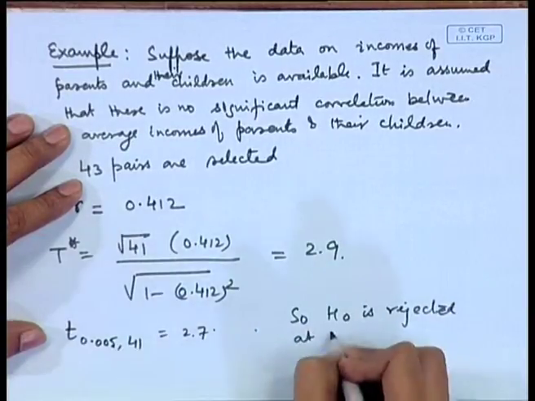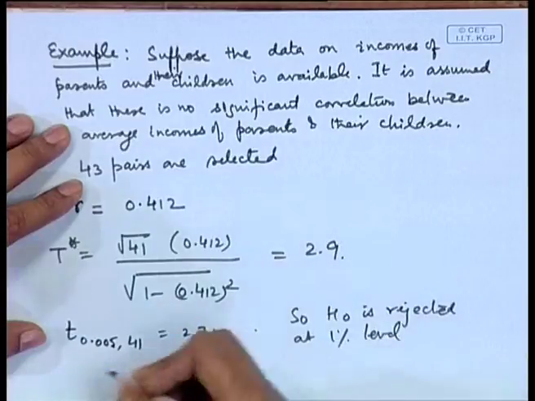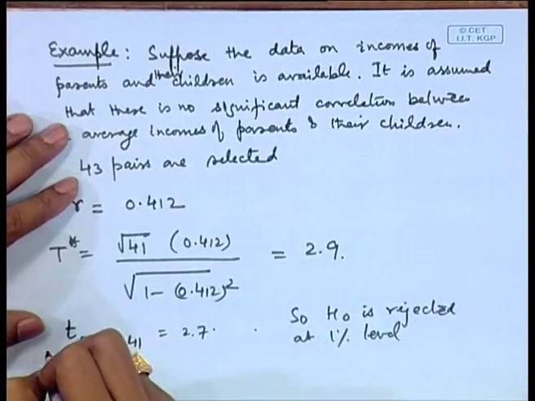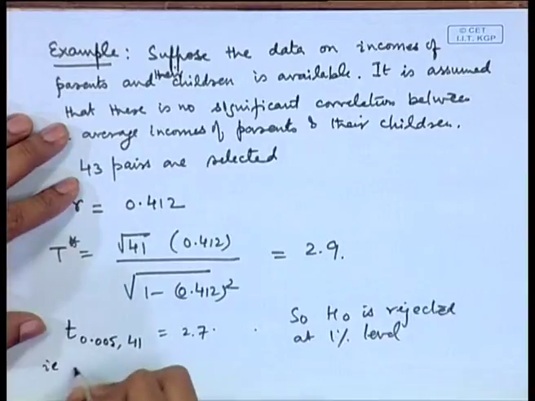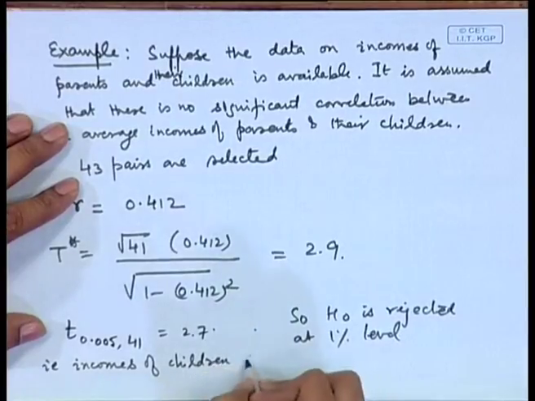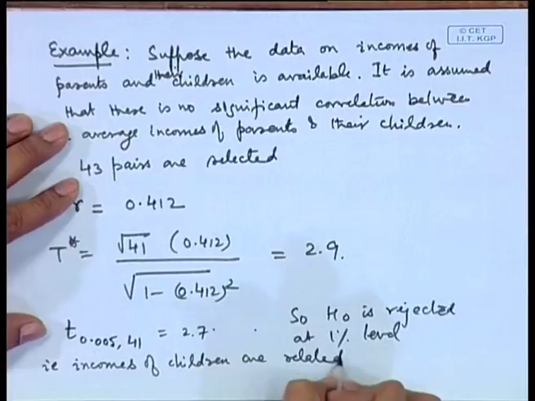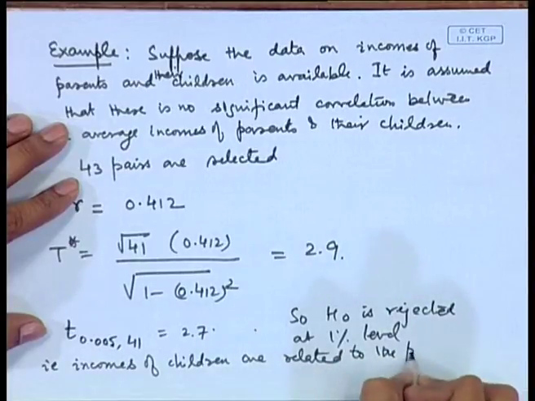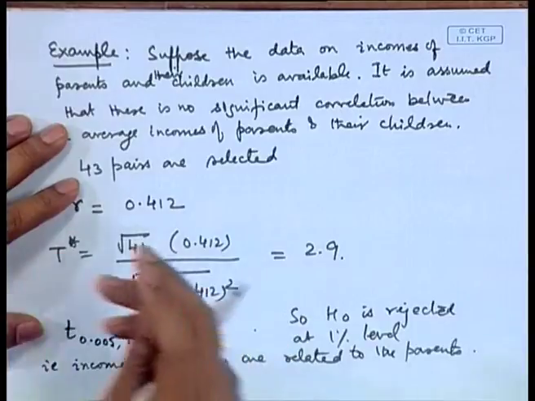This is actually 1% level. So, at 1% level itself this is rejected. That means, the incomes of children are related to the parents. That means, higher income parents, their children will also tend to earn higher incomes, and lower income parents, their children will have lower incomes here.